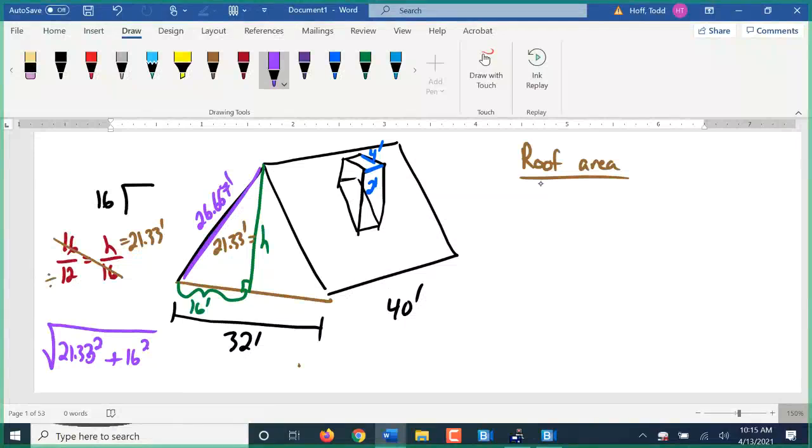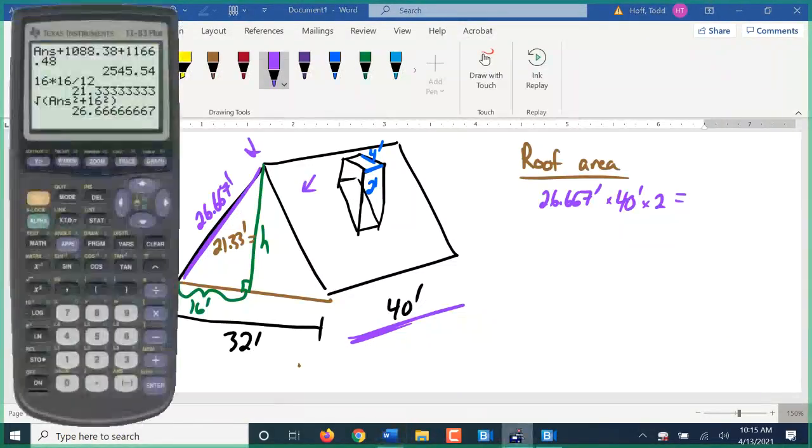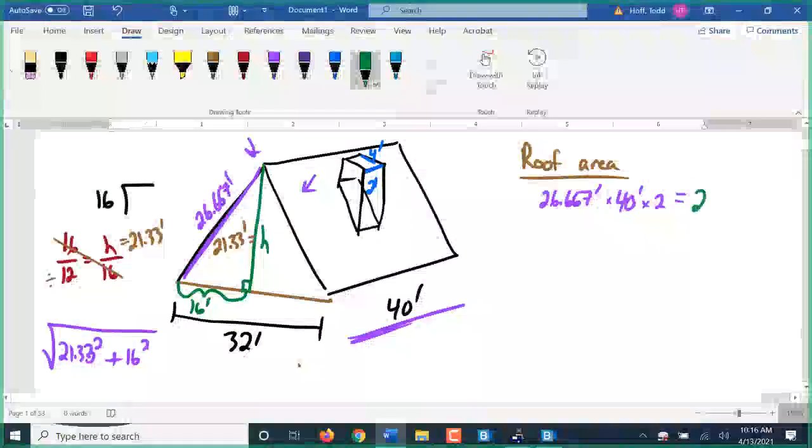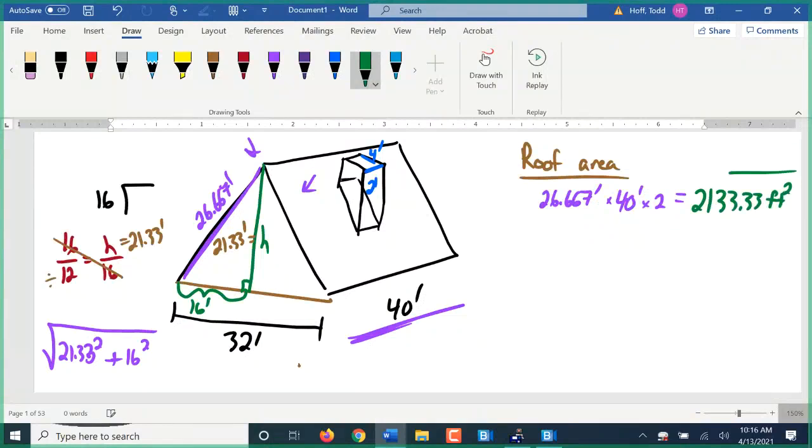Also, our roof area is going to be that 26.667 feet times the 40-foot length times 2, because there's one on the back side and one on the front side. So I'm just going to take that times 40 and then times 2 to get 2,133.33 square feet. That would be the area of this roof if the chimney was not taken out of it. How do we find the area taken out by the chimney?